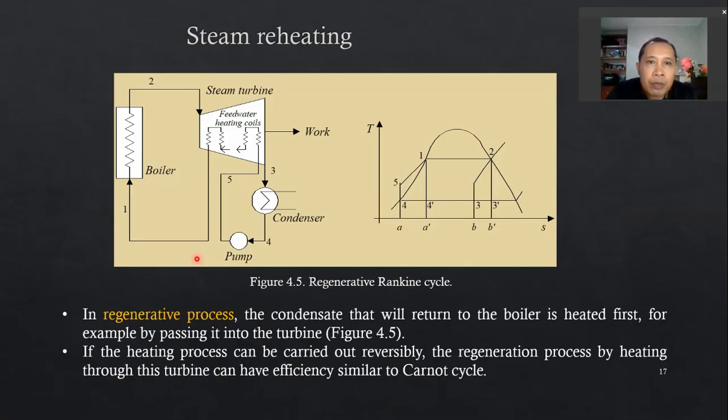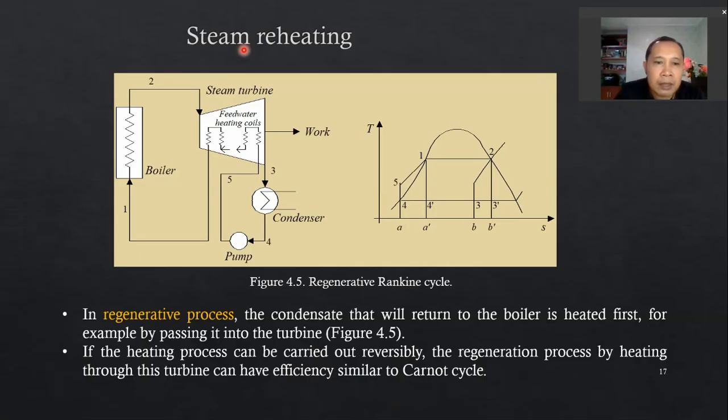Another idea is what is called a regenerative Rankine cycle. In this cycle, the condensate that will return to the boiler is heated first, for example, by passing it into the turbine. So the steam coming out of the turbine is totally condensed, and then pumped by the condensate pump, and then it is returned. The liquid water is returned to the turbine for a reheat before it goes to the boiler. Maybe this is more appropriately called boiler water reheating instead of steam reheating.